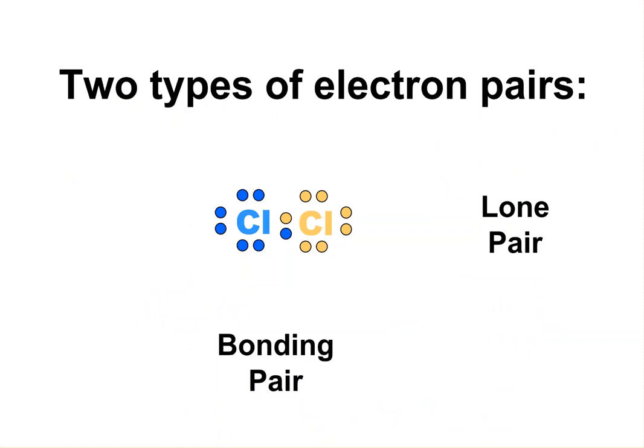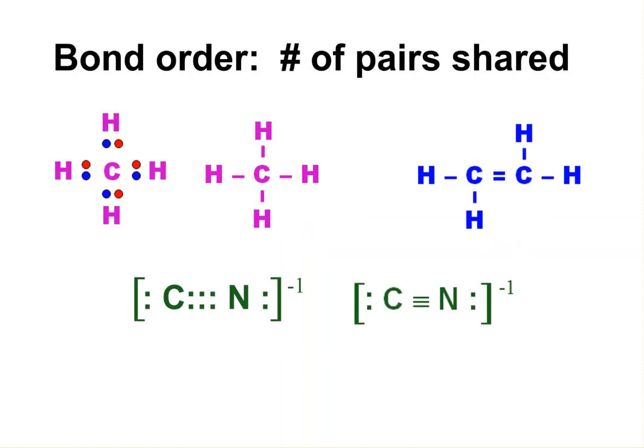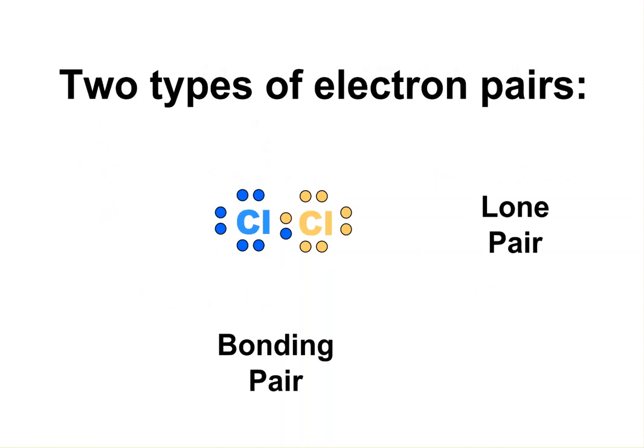Okay, when we start drawing these dot structures, you need to know some of the terminology that we'll use. One of them is the types of pairs as far as bonding and lone pairs. So let's go back to that. I guess I have to draw that in.